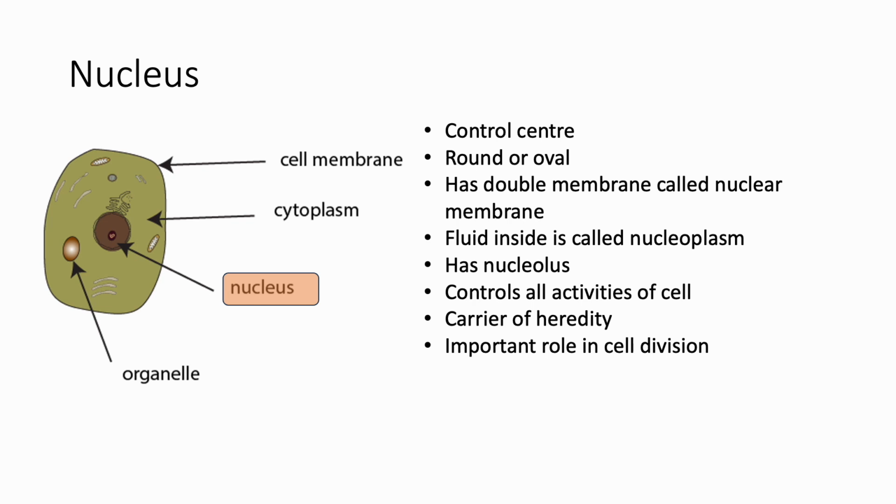This has a tiny little spheroid substance called a nucleolus, and it controls all the activities of the cell and carries agents of heredity called genes and plays an important role in cell division.